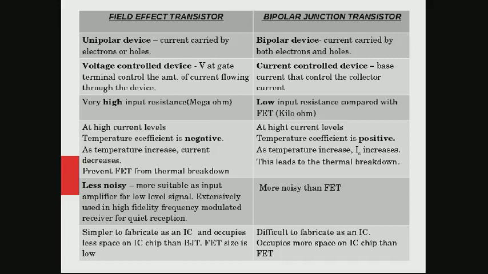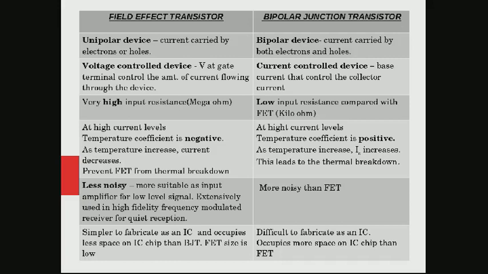The input impedance of FET is very high and it will be in the order of mega ohms. When it comes to BJT, the input impedance is also high. It will be in the order of kilo ohms, but still when we compare it with FET, the input impedance of BJT is less, and it usually ranges between 1 kilohm and 3 kilohms.